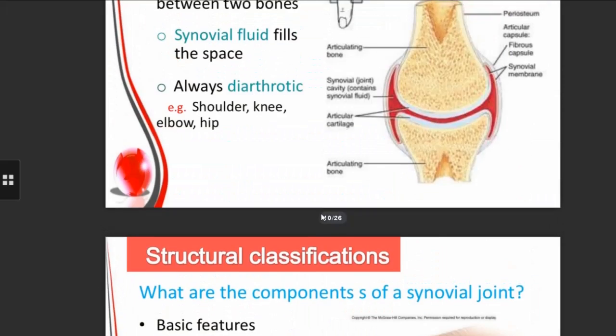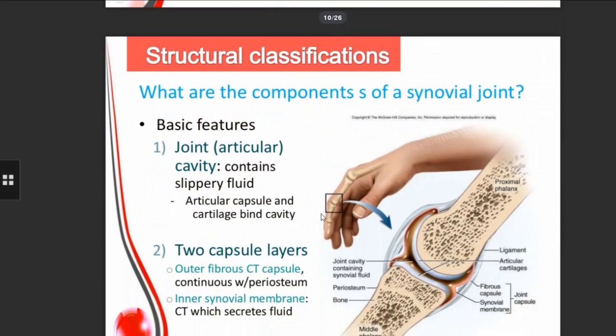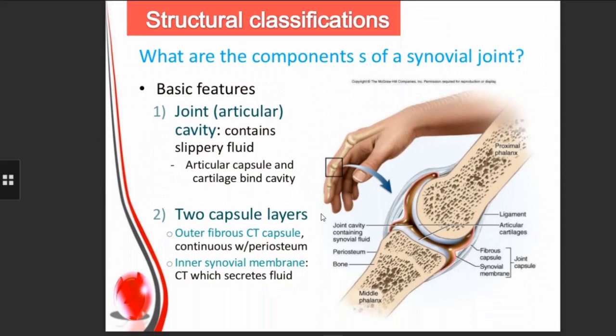Now, what are the components of synovial joints? We will discuss these. Like it has the joint cavity. You can see here, this is a joint cavity containing synovial fluid. Here we have the synovial membrane covering the synovial cavity.